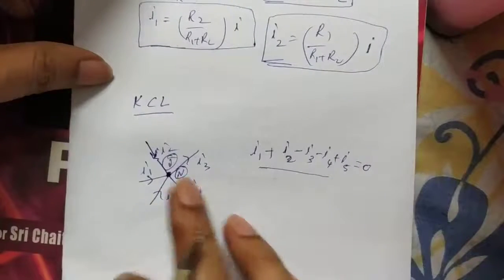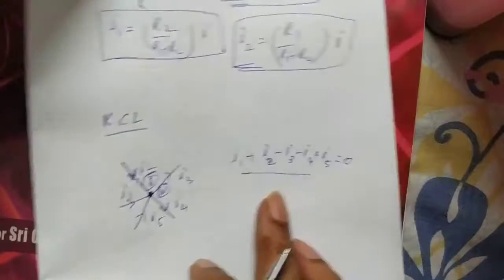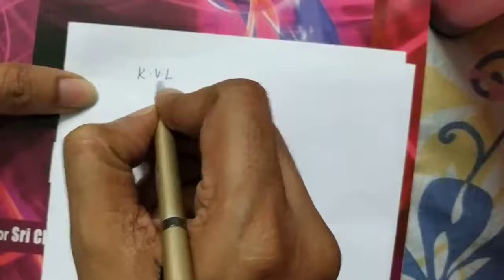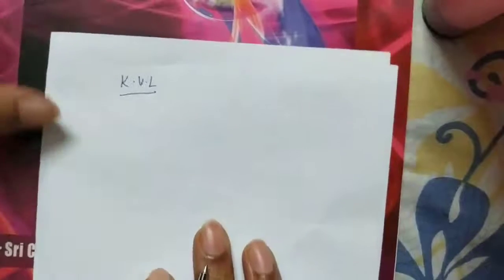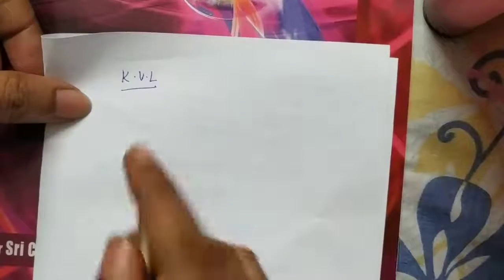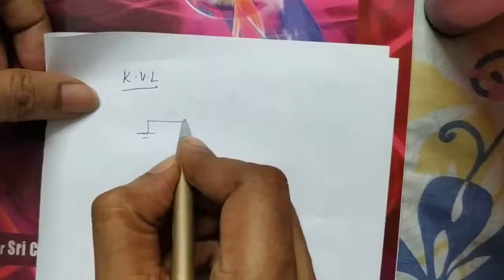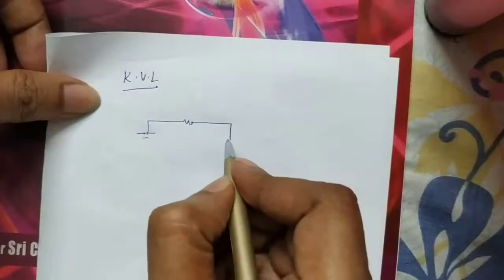Now we'll see another law. It is Kirchhoff's voltage law. Kirchhoff's voltage law explains about potential. Suppose you take a circuit. With the help of one circuit, I will explain this.